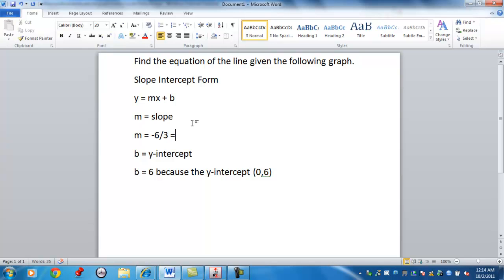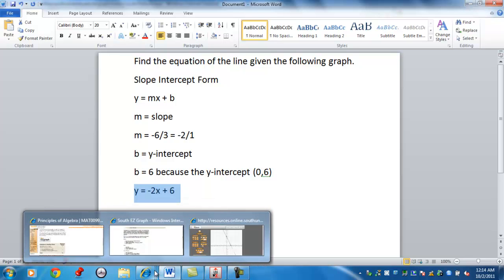Now, in some instances, like in this example, the fraction can be reduced to lowest terms. For example, 6 divided by 3 is going to give you 2. And because there's a negative there, the result is negative 2. Or you could say negative 2 over 1, whichever you prefer. So if I were to write the equation of the line using the slope-intercept form, my slope is going to be negative 2, and then my b value is going to be 6. So this would be the equation of the line: y equals negative 2x plus 6.